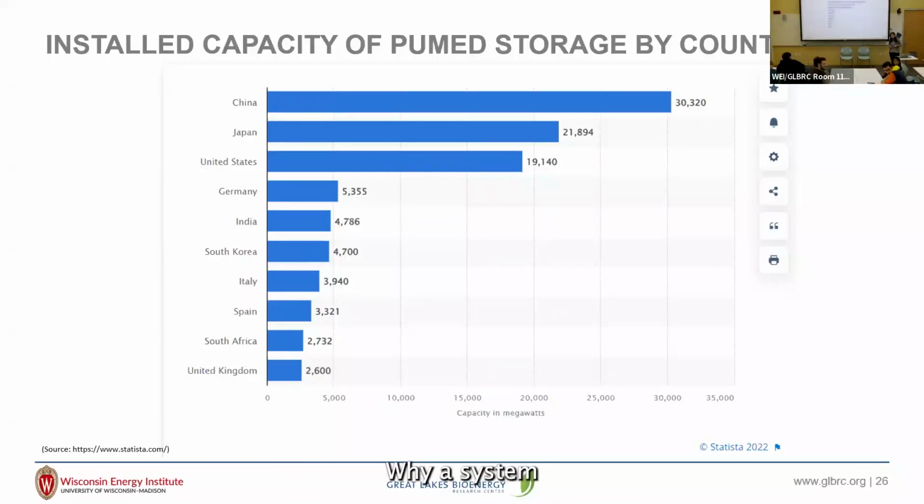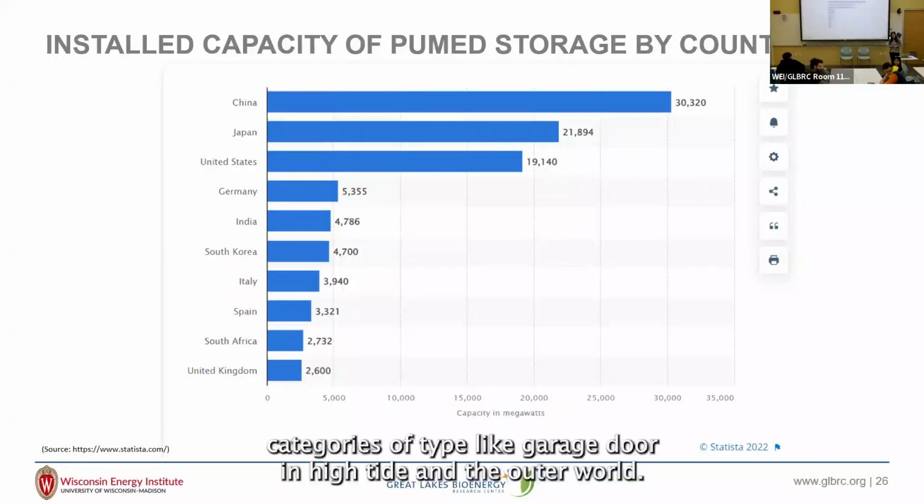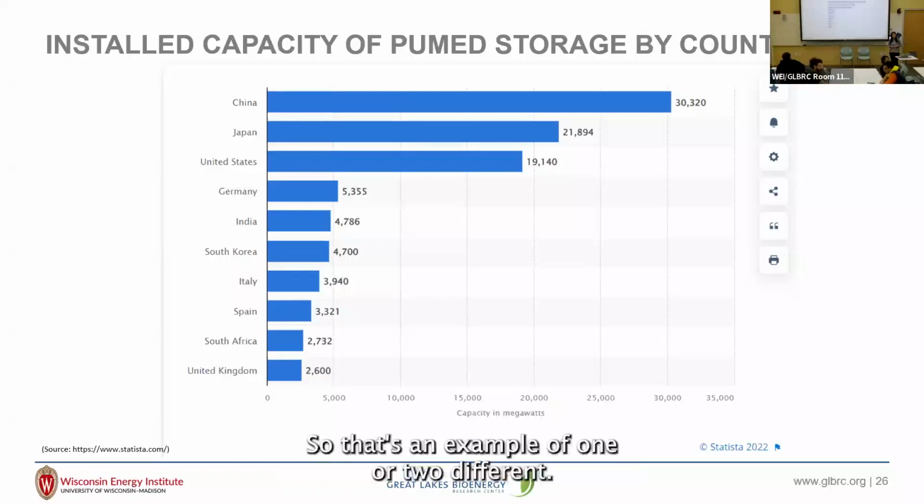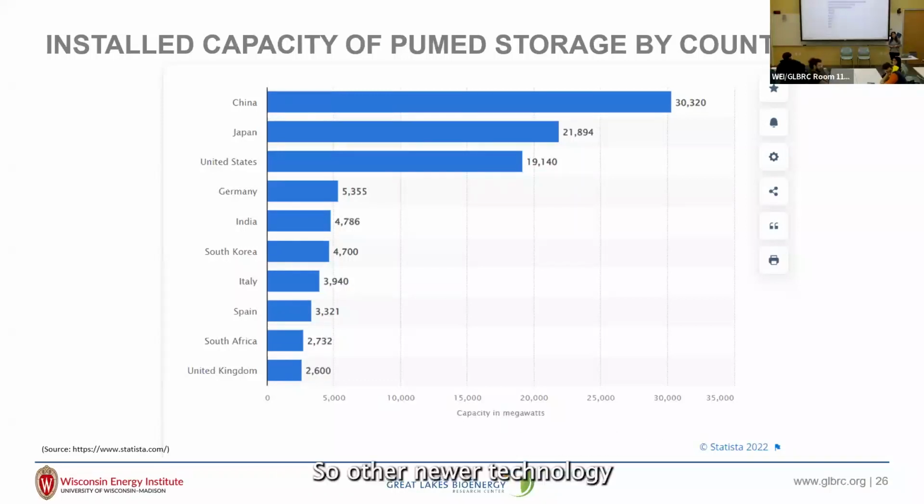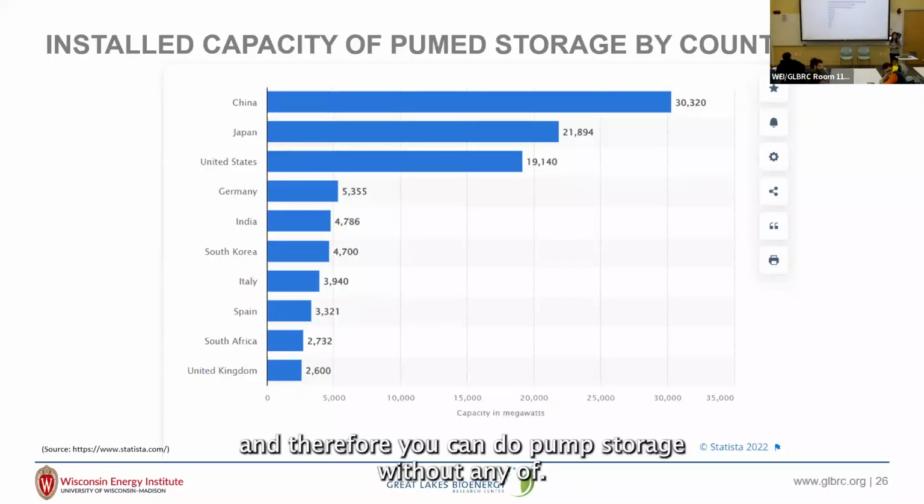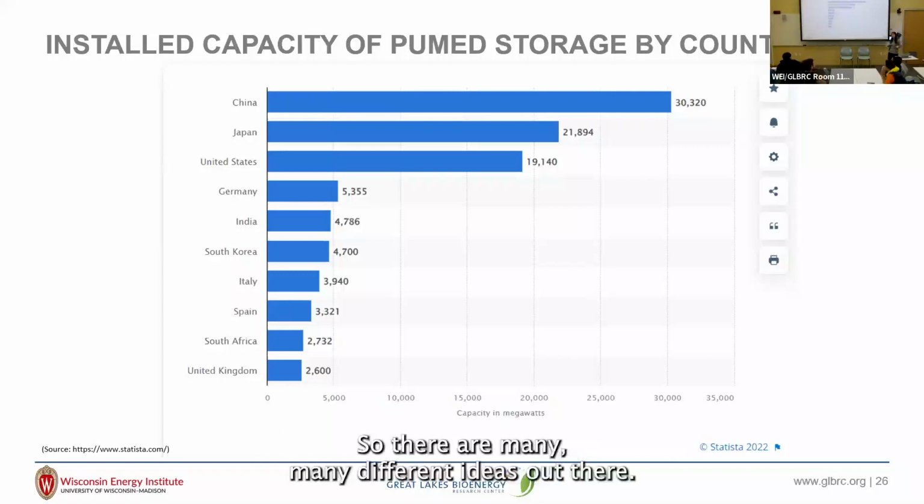The barrage system is just using tidal differences though. You capture the tide behind a barrage during high tide and then you meter it out during low tide. So that's an example of pump storage, a little different, but it's using seawater. The other newer technology right now that is just in the lab is using water banks, where you pump water into a confined space and pile dirt on top of it, which provides pressure. Therefore you can do pump storage without any elevation. So there are many, many different ideas out there.